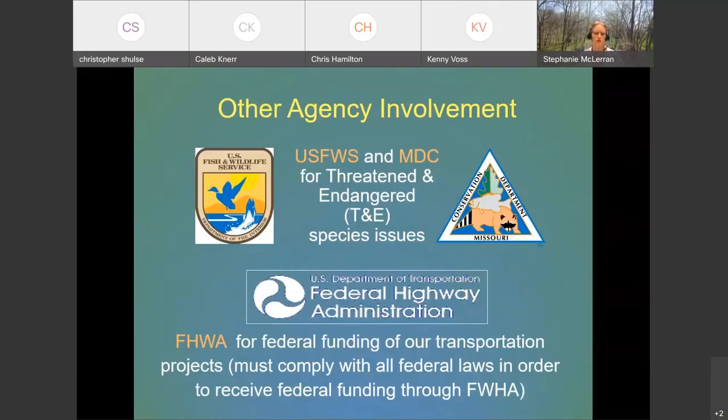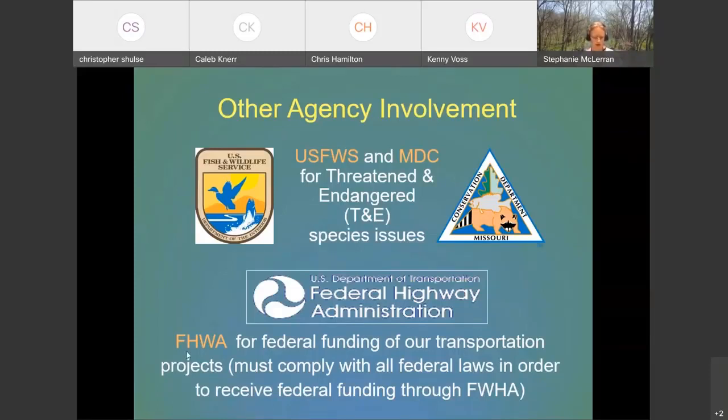MDC might be contacted if we see records for state listed species. We contact them to see if they have any recommendations or concerns they want to express about a project. So sometimes we might get recommendations from them about things that they'd like to see us do as conservation measures. Then federal highways, we work with them because they provide the federal funding for our transportation projects.